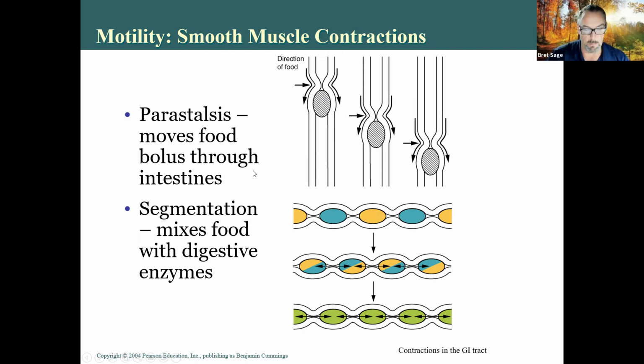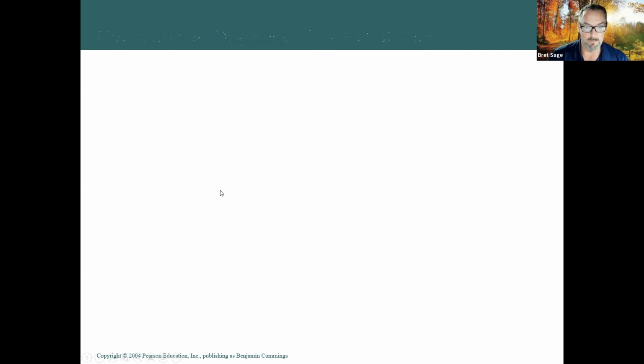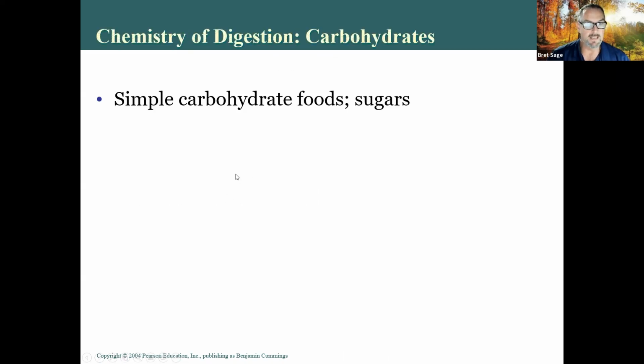Now, segmentation is a little bit different because it's not really designed to move the food as much as to mix the food. So imagine if you had two substances in a bag. How would you mix those two things if the bag was full? You'd have to just kind of squeeze various areas. By squeezing the different areas, you would mix it inside the bag. So that's called segmentation.